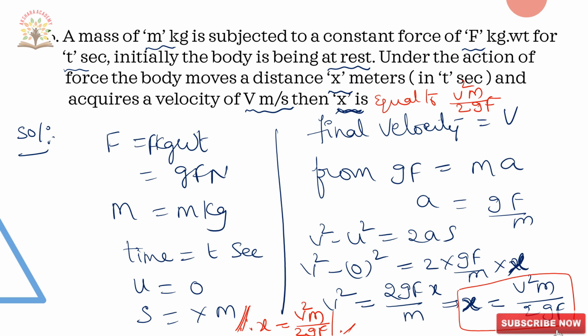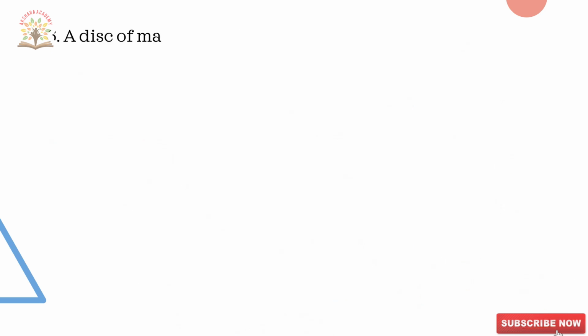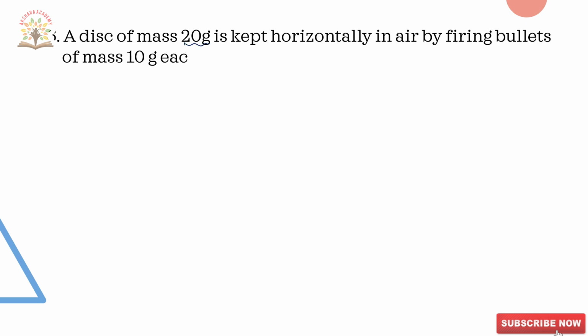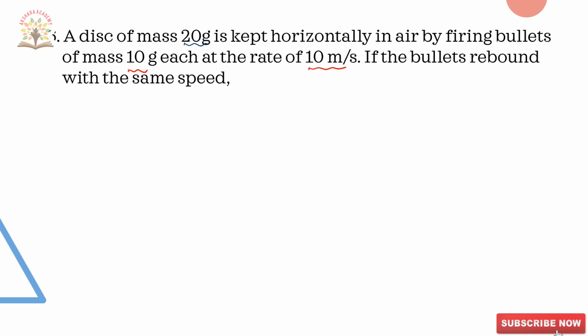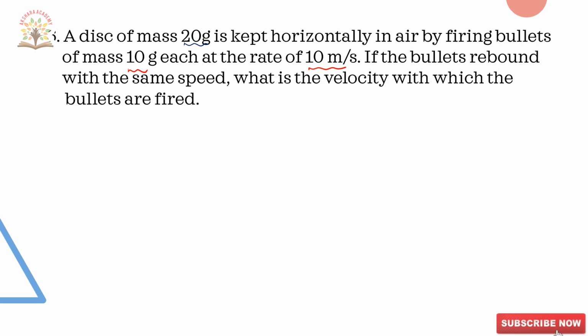Next we will go to the next question, the sixth one. A disc of mass 20 grams is kept horizontally in air by firing bullets of mass 10 grams each at the rate of 10 per second. The bullets rebound with the same speed. What is the velocity with which the bullets are fired? Here they given disc mass 20 grams, and the mass of each bullet is 10 grams, fired at the rate of 10 per second. The bullets rebound with the same speed. What is the velocity with which the bullets are fired?